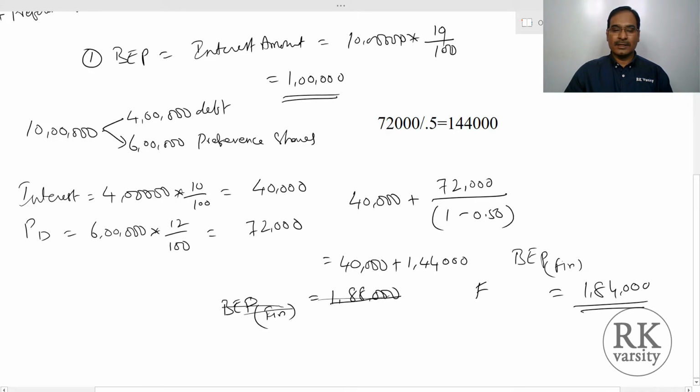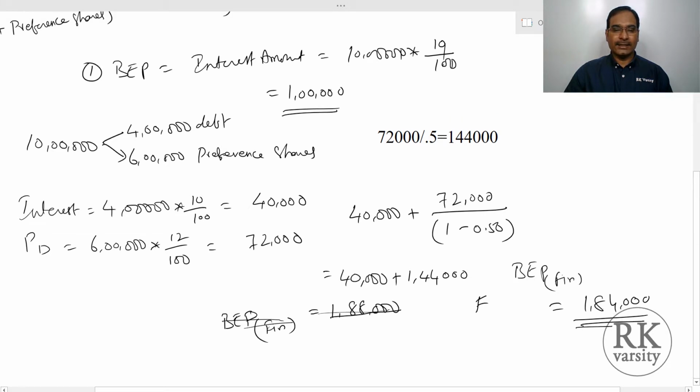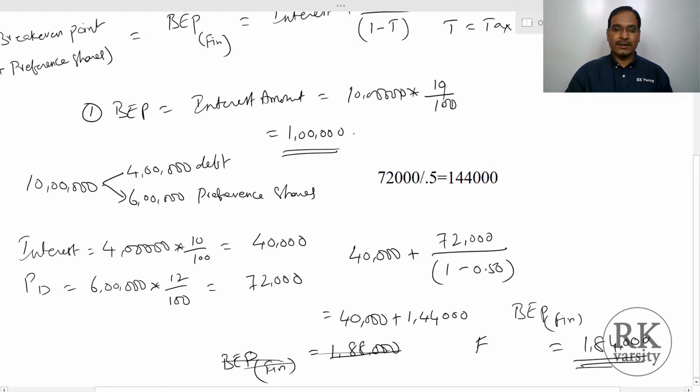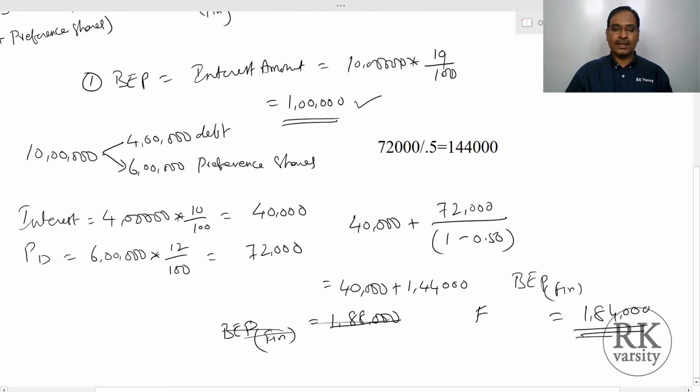1,84,000. This means when both the debt and the preference shares are included in your capital structure, your financial break-even point is 1,84,000. Whereas if only debt is included in a capital structure, then the financial break-even point is 1 lakh. So this is how you need to calculate financial break-even point when only debt is there in a capital structure and when debt and preference shares are there in your capital structure.